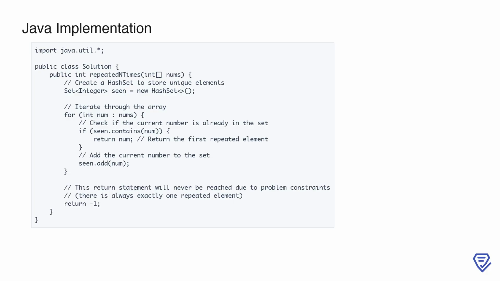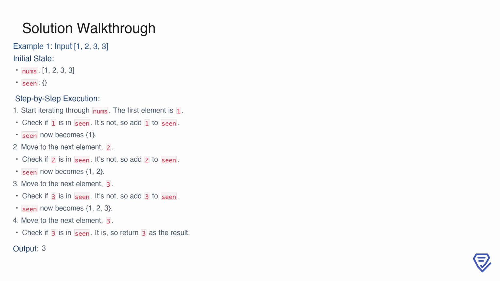Here, we are solving the problem with the input array 1, 2, 3, 3. The goal is to find the element that is repeated exactly twice. We start with an empty set called seen. As we iterate through the array, the first number we encounter is 1. Since 1 is not in the set, we add it to seen. The set now contains 1.